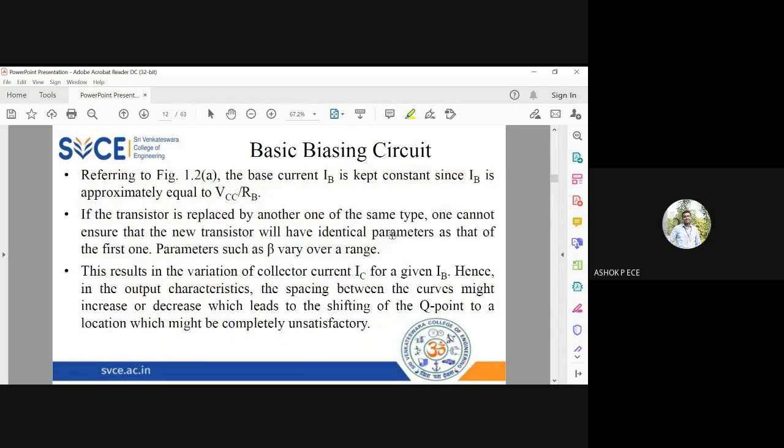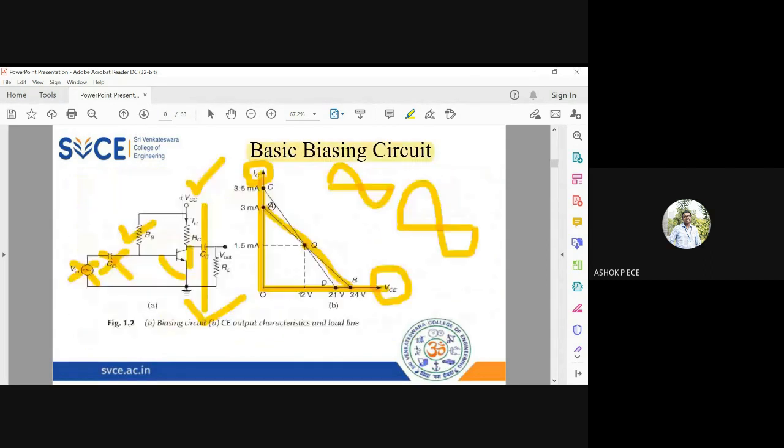Okay, and base current. In the same diagram, if you apply KVL at the input side, we have already written the equation at the output side. If you apply KVL at the input side, you have to use this path. One voltage is VCC, one voltage is VBE, the resistance is RB, the current is IB. So I can write VCC minus VBE equal to IB into RB.